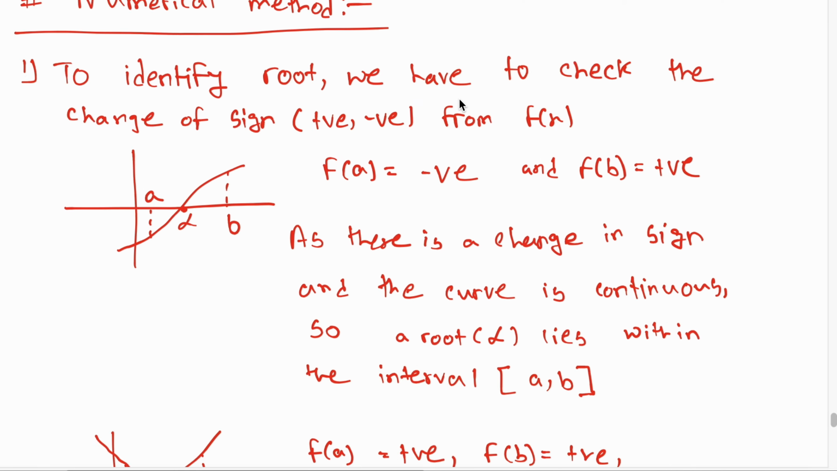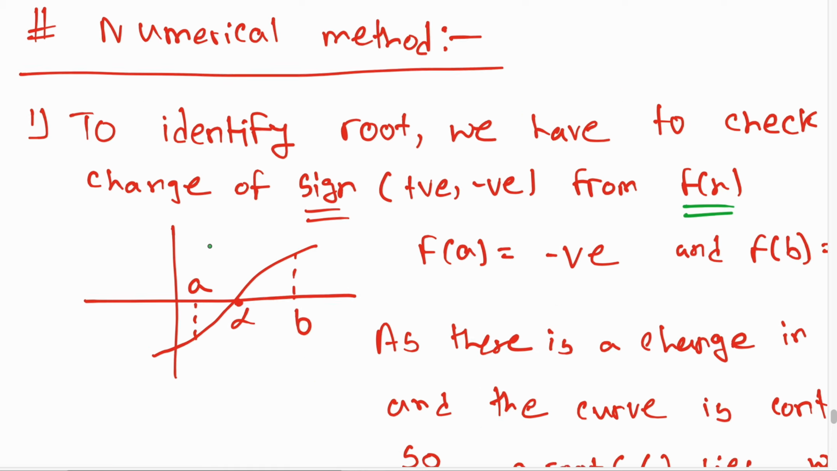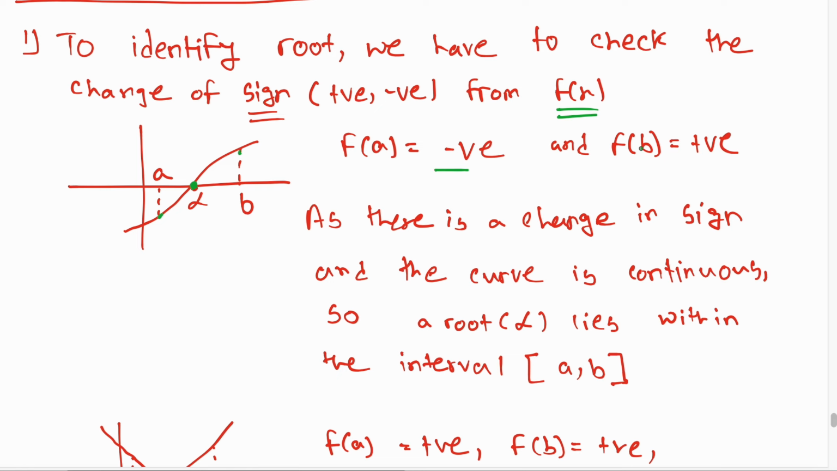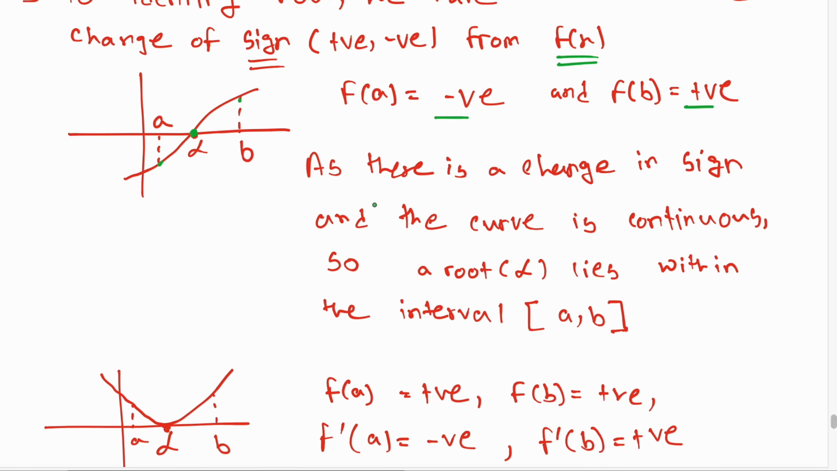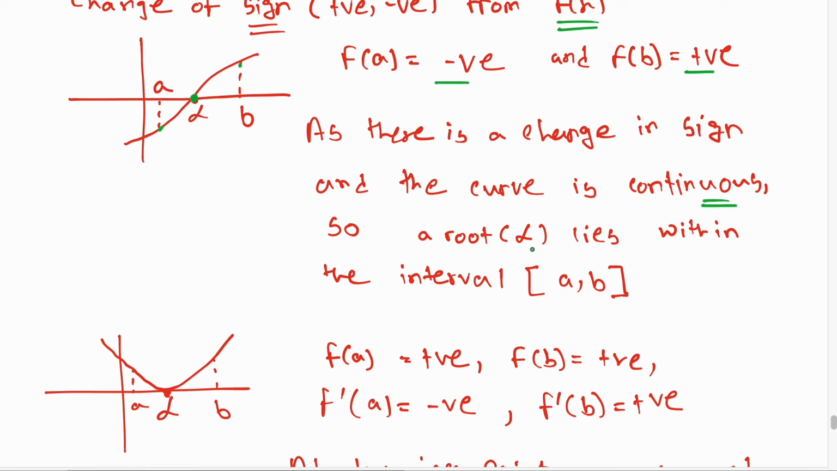Now let's go for the numerical method. In the numerical method, to identify a root, we have to check the change of sign, positive and negative, from f of x. For example, there is a graph, this is the root alpha, and there is a point a and there is a point b. So f of a is negative and f of b we got positive. That means as there is a change in sign and the curve is continuous, our root alpha lies within the interval a to b.